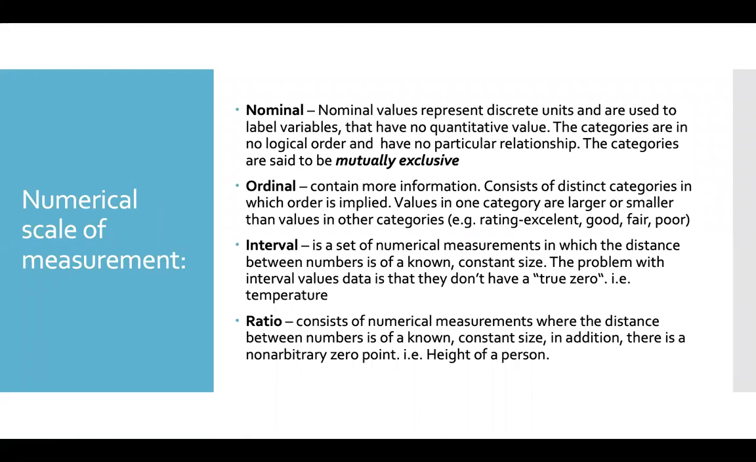So nominal data is basically data which has discrete units, no logical order, and no particular relationship between them, and yet they are mutually exclusive. For example, is it raining today or not raining? When I say they are mutually exclusive, it means that either one thing will happen. Either it will be raining or it will not be raining.